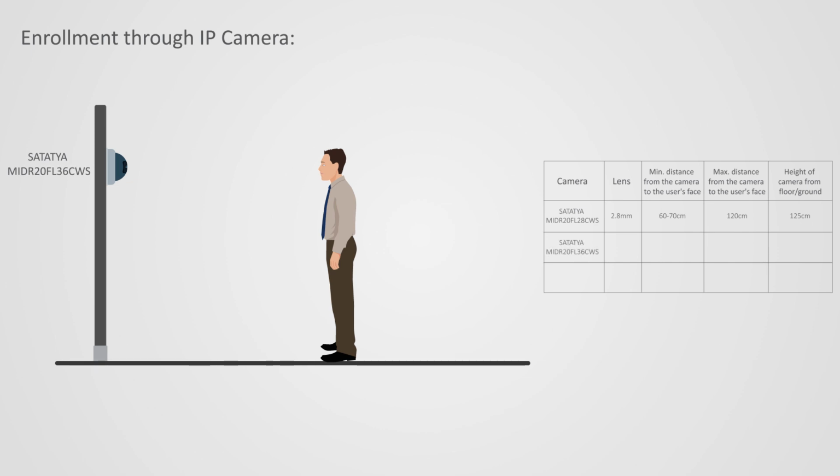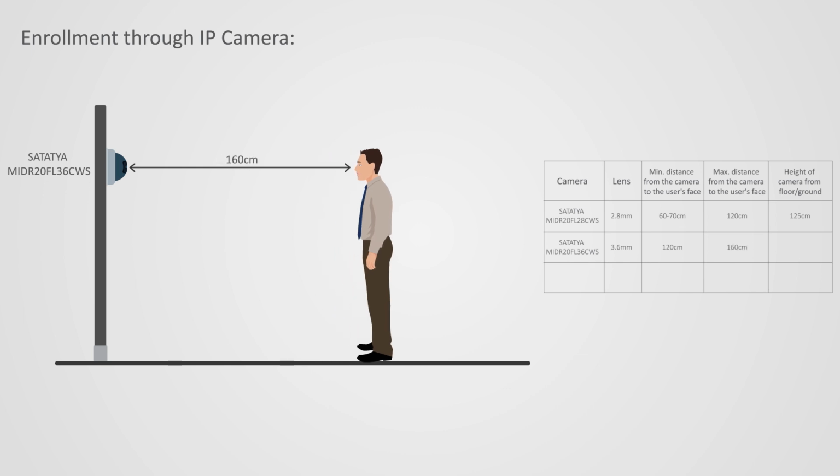Camera, Sothethia MIDR 20FL, 36 CWS. Lens, 3.6 mm. Minimum distance from the camera to the user's face, 120 cm. Maximum distance from the camera to the user's face, 160 cm. Height of camera from floor or ground, 125 cm.